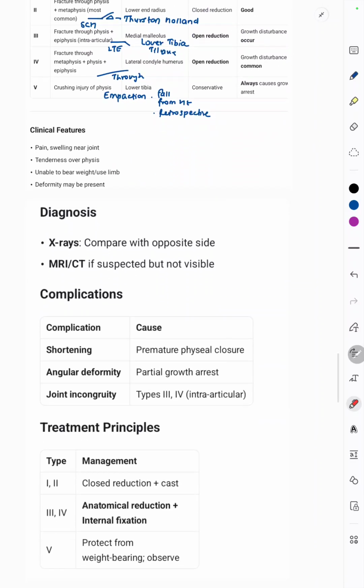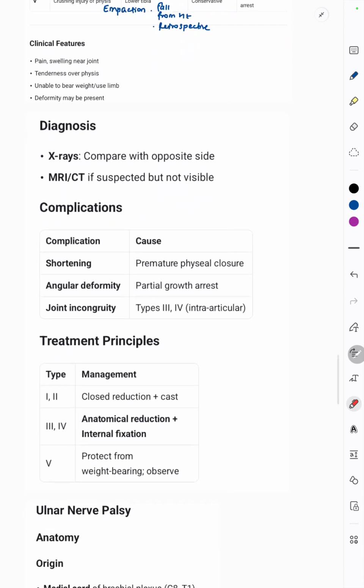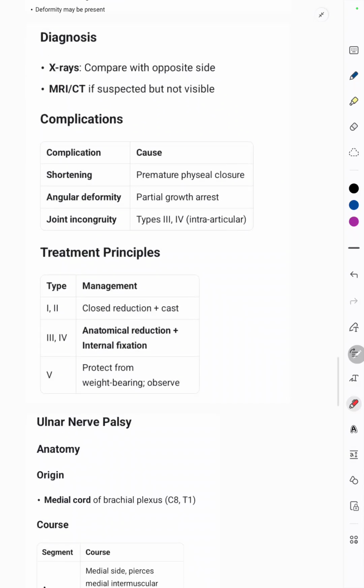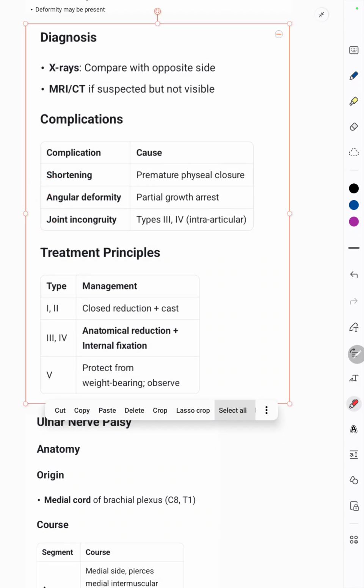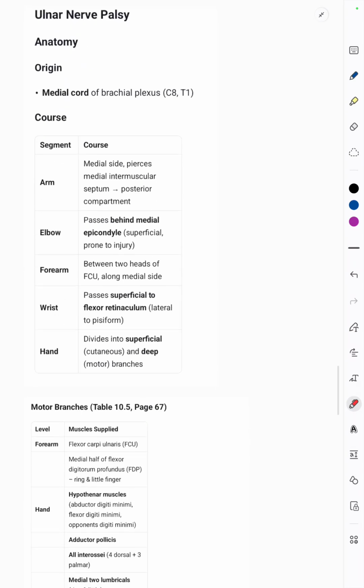Then the clinical features: there is going to be pain, swelling at the joint, tenderness at the level of the physis, and the patient is unable to bear weight or use the limb. Then the diagnosis: X-ray, compare with the opposite side, MRI or CT if suspected but not visible. Then complications will lead to limb shortening, then angular deformity or joint incongruity in type 3 and 4. Then management: if it is type 1 and 2, closed reduction internal fixation, and type 3 and 4, then it's open reduction and internal fixation. And type 5, just protect from weight bearing, and limb lengthening by the Ilizarov procedure is done afterwards.